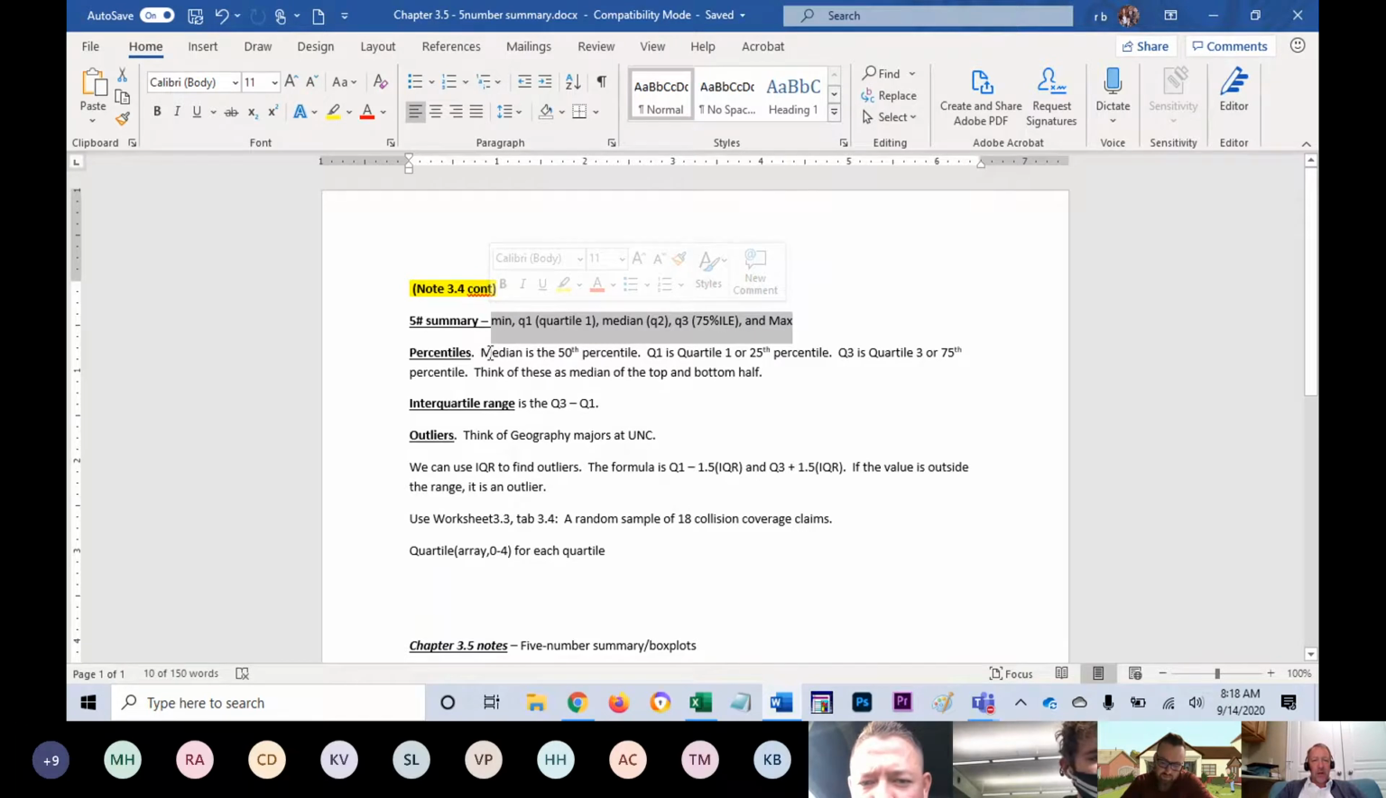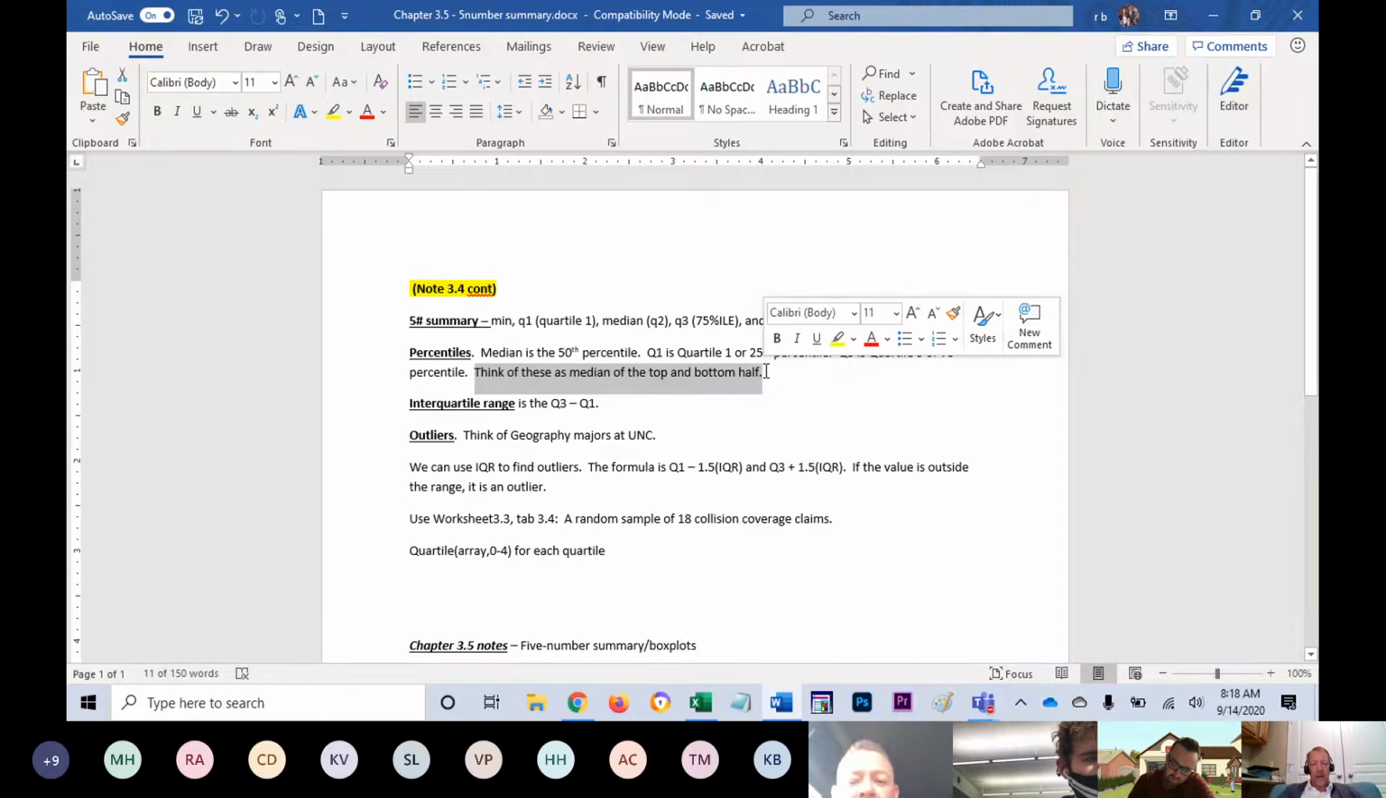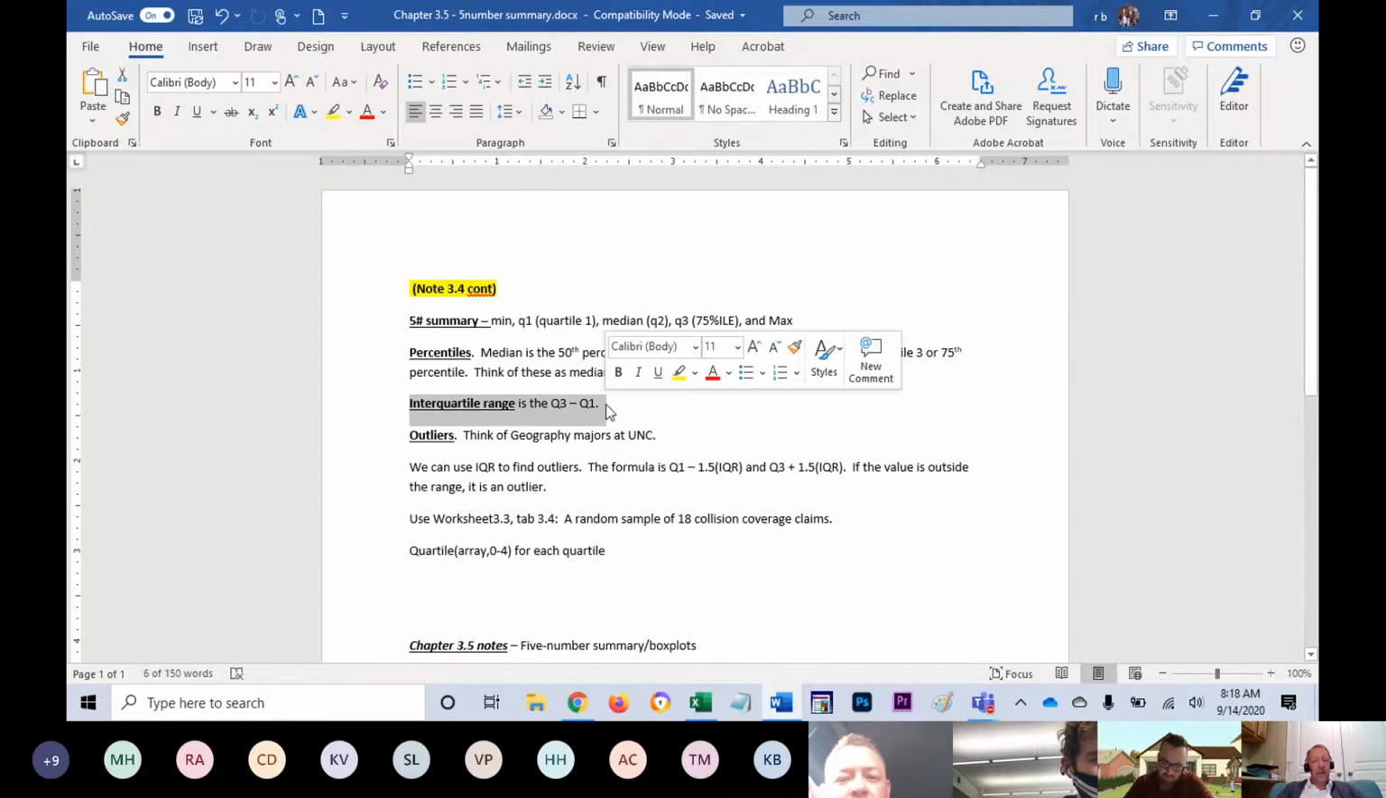So you can think of the median as the 50th percentile, quartile 1 is the 25th percentile, quartile 3 is the 75th percentile. And you can think of Q1 and Q3 as the median of the top and the bottom half. I'll pull up a data set here in just a minute. The interquartile range is Q3 minus Q1.